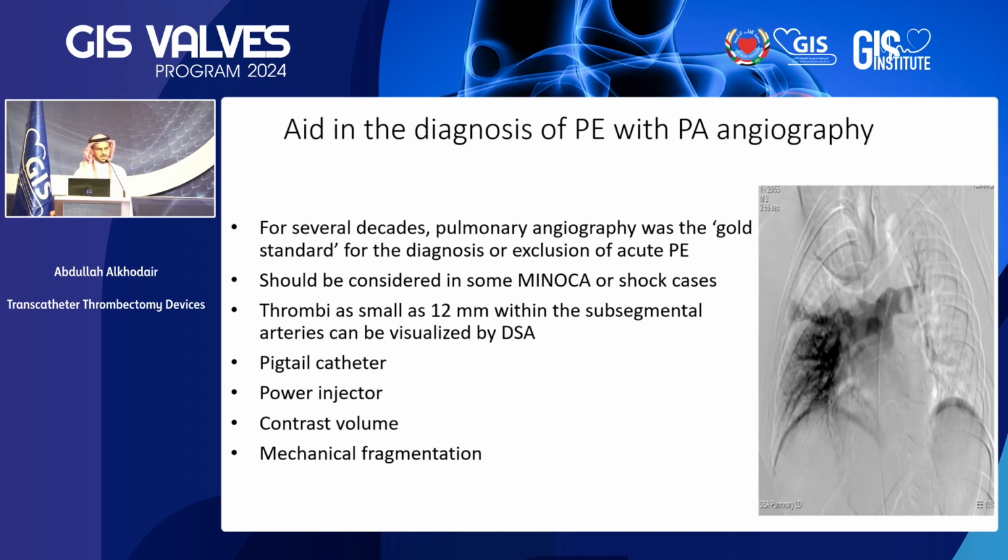If you use DSA, digital subtraction, you can see thrombi as small as 12 millimeters. Most of the time we use a pigtail catheter with a power injector, and sometimes if you see a large clot, you can just go with your pigtail and try to fragment that clot, and that's probably the first mechanical thrombectomy procedure that we did in the cath lab before the development of the newer technologies.